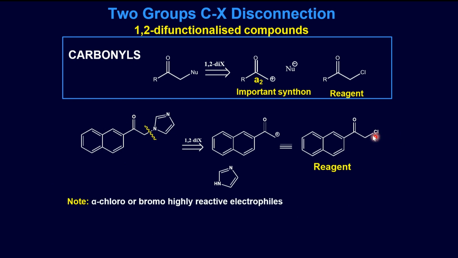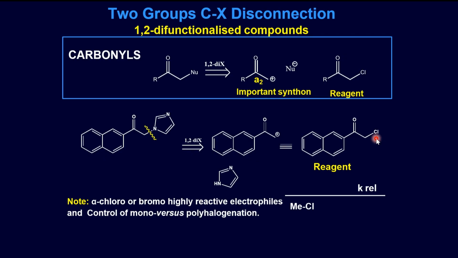I can also add bromine. The chloro or bromo are highly reactive electrophiles, and this controls mono versus polyhalogenation. For the relative reactivity, if it is methyl chloride, it is 200%. There is no possibility of polyhalogenation. Isopropyl has 0.02 relative reactivity. Allyl chloride is 80% relatively reactive, and so on and so forth.